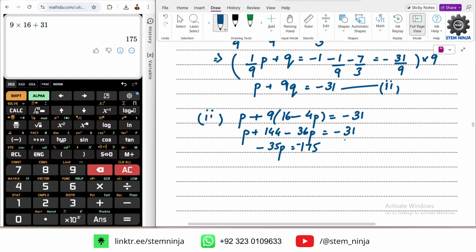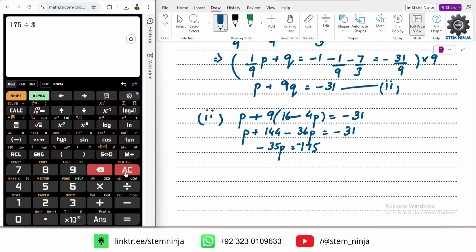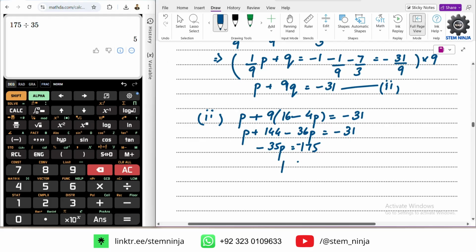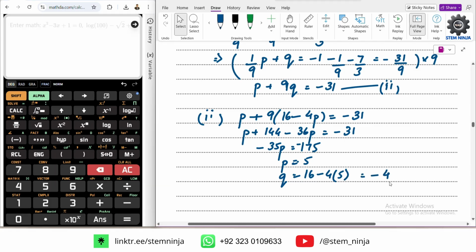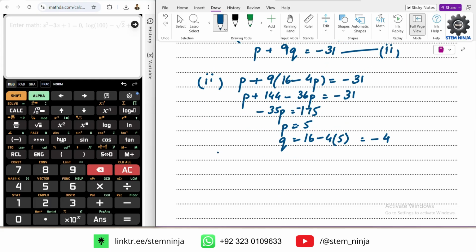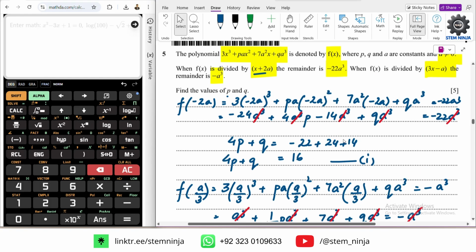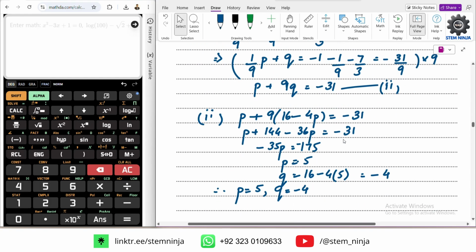Negative. Minus 31 minus 144. And 175 divided by 35 is 5. So p is 5. Therefore q is 16 minus 4 times 5. So 16 minus 20 is minus 4. Right. So that's basically it. Alright, so that's it for this question. Let's move on to the next one.